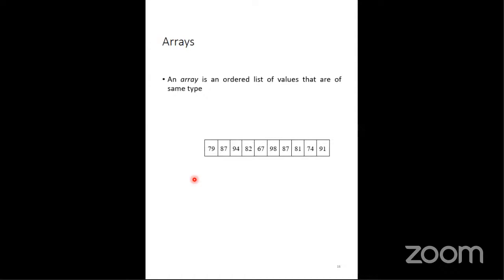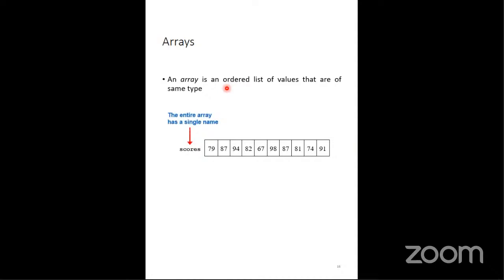So basically, what is an array? An array is an ordered list of values that are of the same type. Many times in a program you have to work with a collection of values where all the values are of the same type, for example, scores, that is, marks. Consider these are scores of students obtained in a particular test out of 100. They are all of the same type, integer values. In such a situation, you can use the concept of an array.